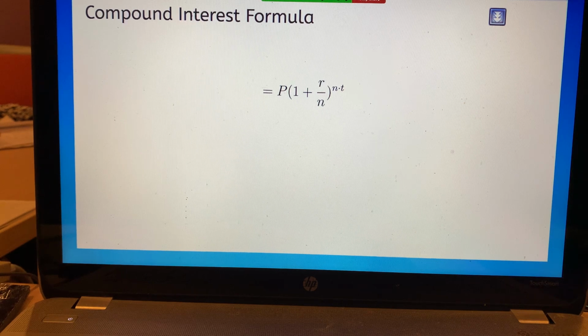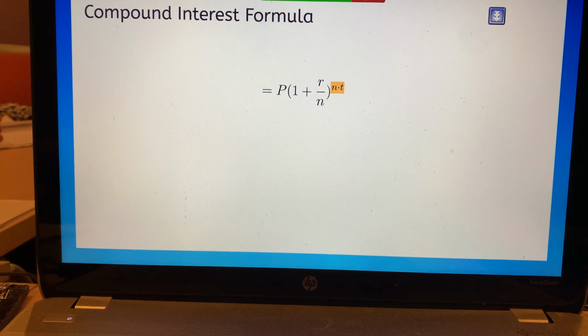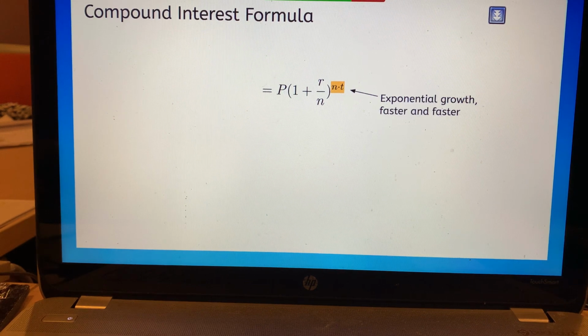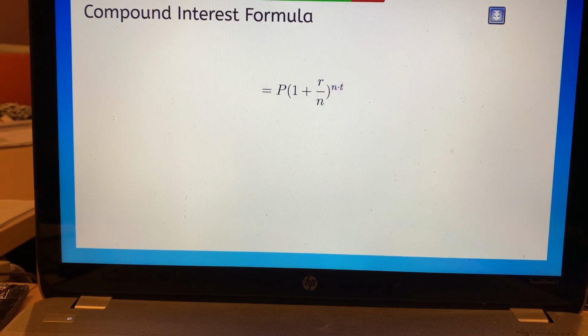When we say compound interest grows exponentially, we mean it. There's an exponent right there in the formula. And that exponent is why compound interest grows faster and faster. But let's take it one step at a time, because there are a lot of variables in this formula.